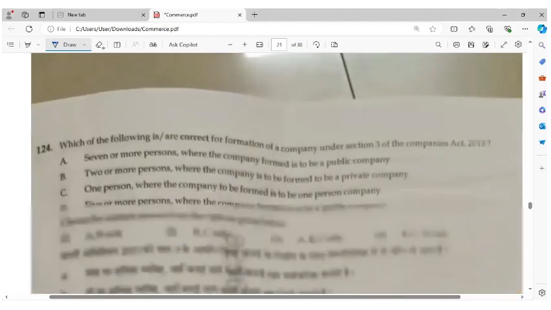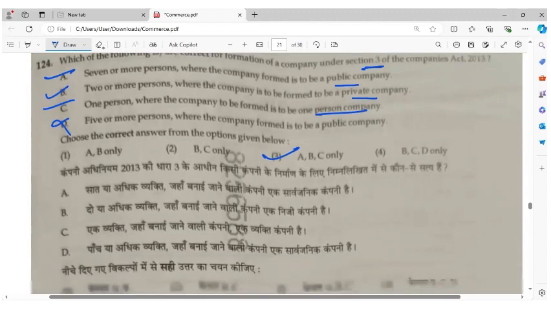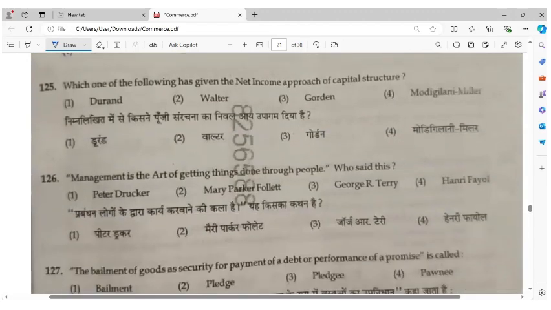The next one: which of the following are the correct formation of a company under Section 3 of the Company Act? Option A, 7 or more persons where the company is formed is to be a public company. B, two or more persons where the company is formed to be a private company. And option C, 1 person where the company is formed of 1 person. So 5 or more persons, this is not correct, so the option already gets eliminated.